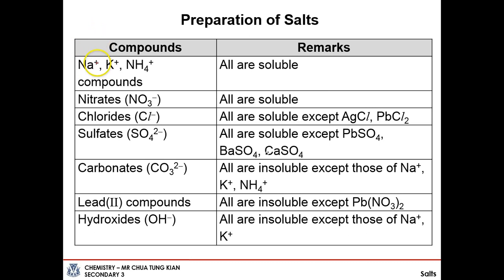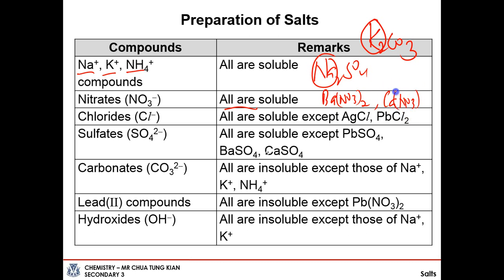So briefly, all Na+, K+ and ammonium compounds are soluble. For example, Na2SO4 is definitely soluble because there's Na+ present. K2CO3 is definitely soluble because there's K+ present. All nitrates are soluble. So anything with a nitrate, barium nitrate, calcium nitrate, anything with nitrate present is soluble in water.